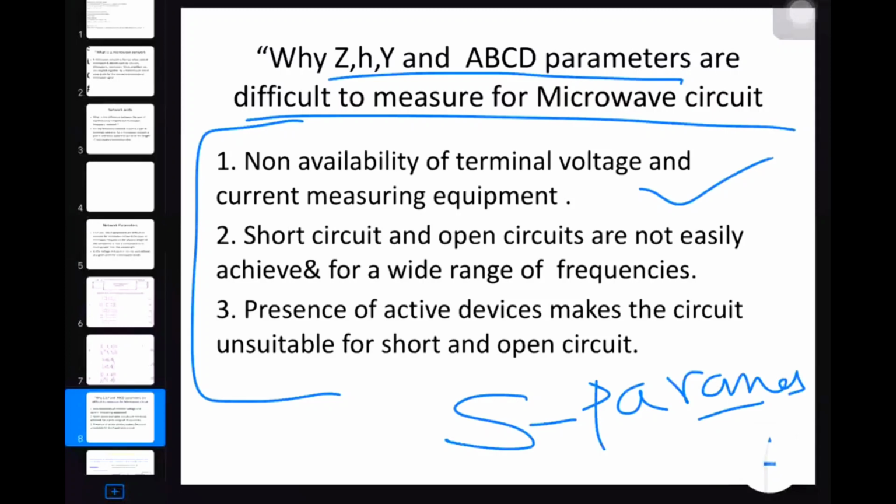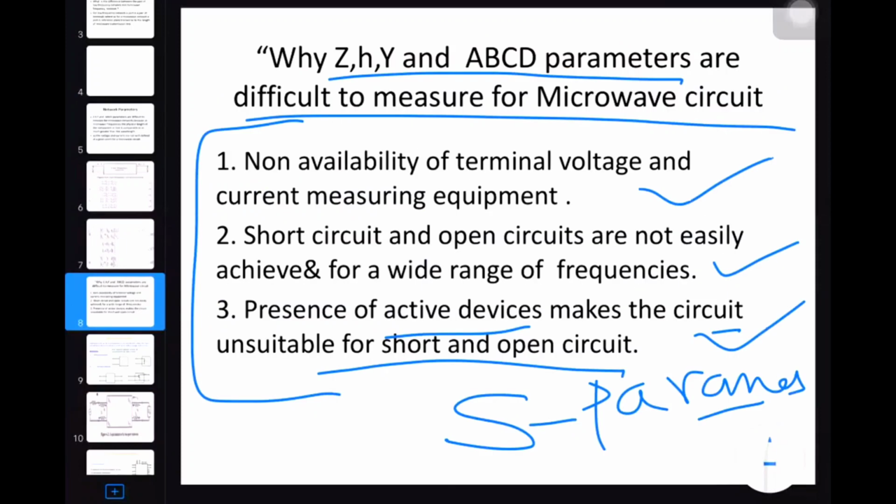When we work with a microwave signal, we don't have devices which can measure the terminal voltage or the terminal current. The second one is that short circuits and open circuits of microwave circuits are not easily achievable. And the third one is the presence of active devices, that is, the Klystron power supply which we are using, which is an active device, and will make the circuit unsuitable for short circuit and open circuit. It will be very unstable. So these are the three reasons why we cannot make use of Z, H and Y parameters or the ABCD parameters to analyze a microwave circuit.